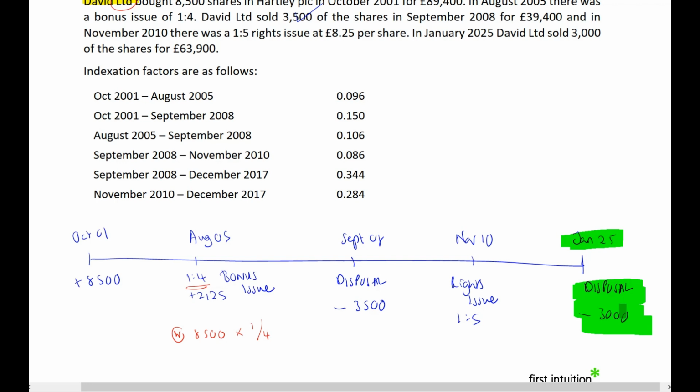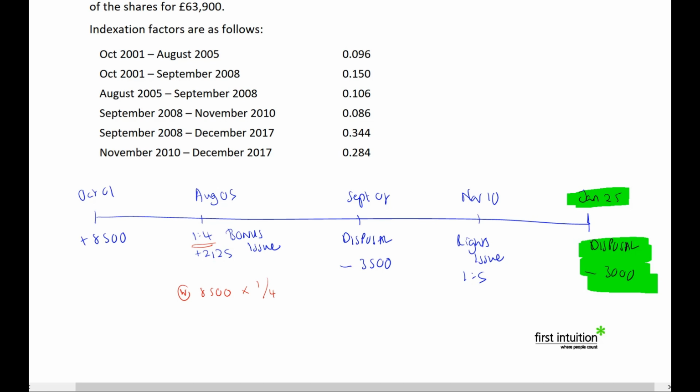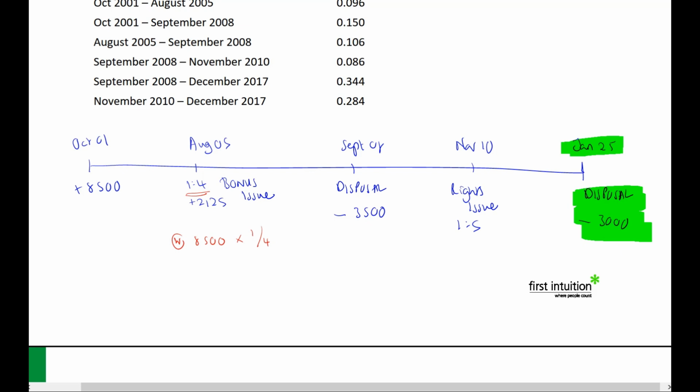So the rights issue then. Why did I leave that? Well, the rights issue is 1 for 5. That means one new share for every 5 that you've already got. But I just need a little running total of how many shares I've got in order to be able to work that out. So I start off with 8,500 shares.